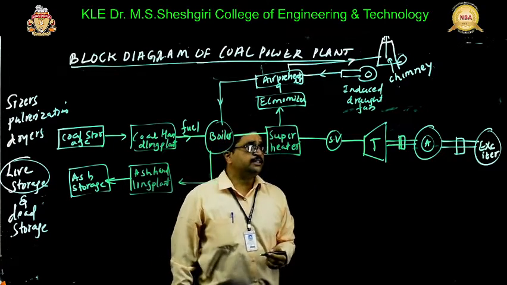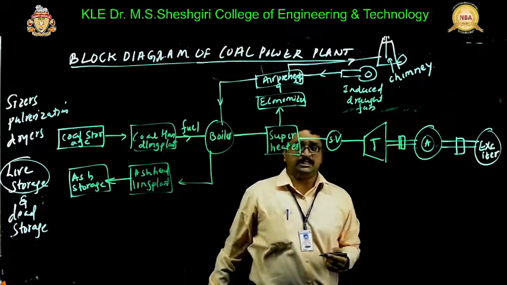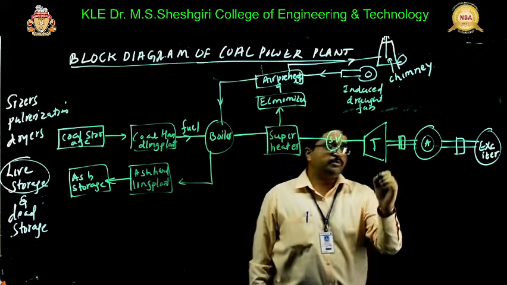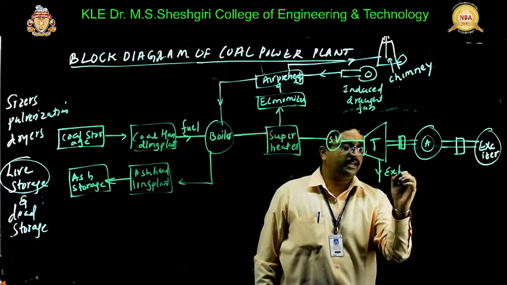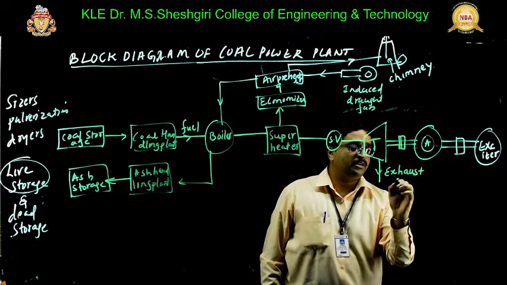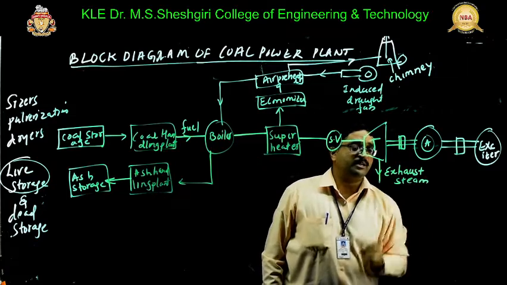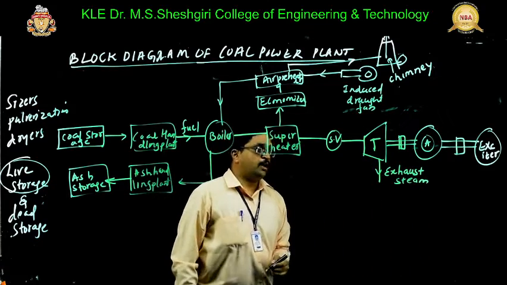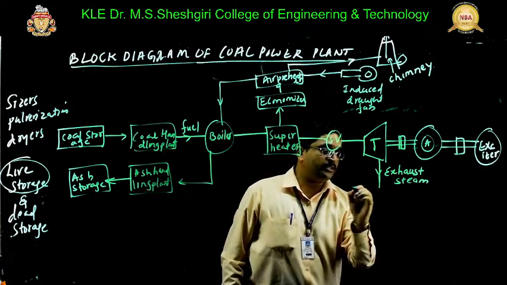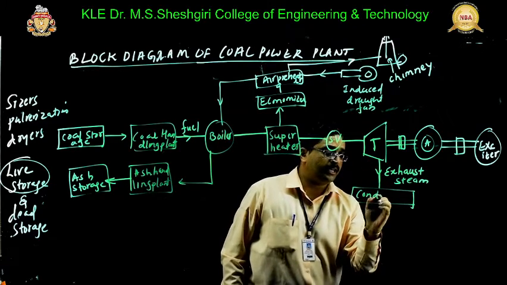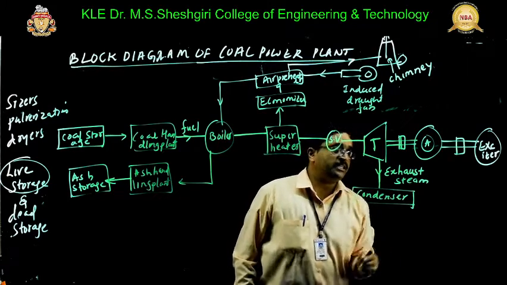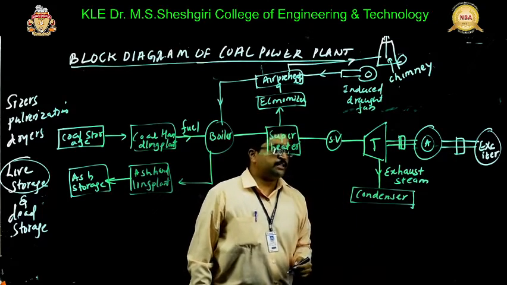Whatever steam comes to the turbine will come out as exhaust steam. Now this exhaust steam is given to a device called the condenser.